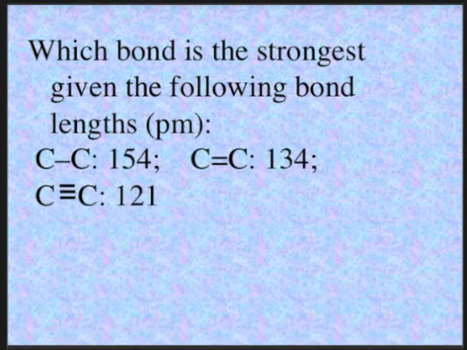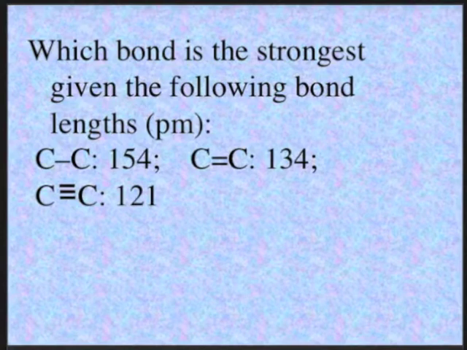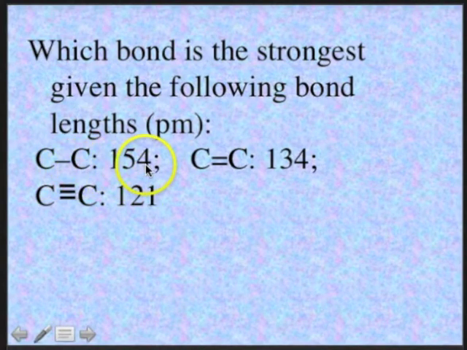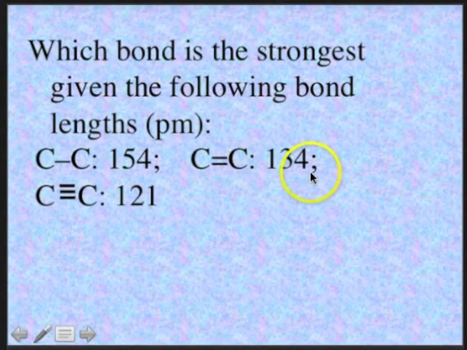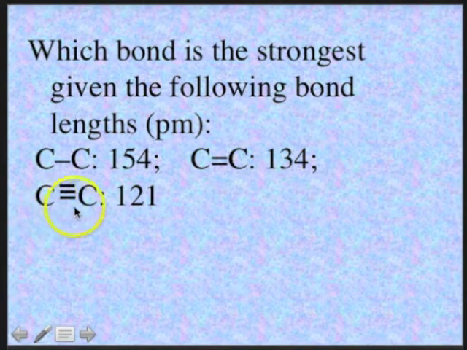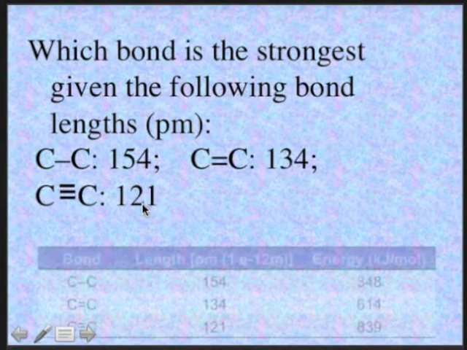What about multiple bonds within carbon? Bond length of a carbon-to-carbon single bond is 154. Carbon-to-carbon double bond is 134. Carbon-to-carbon triple bond is 121. Can you rank those in order of bond strength?